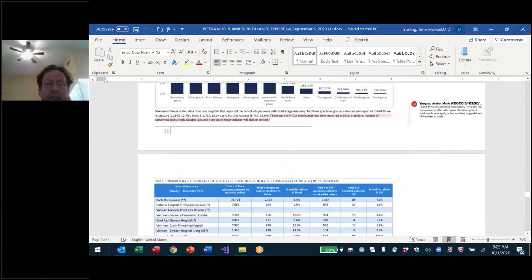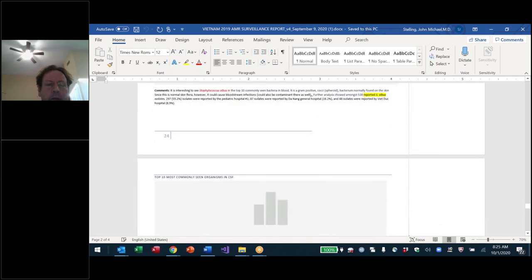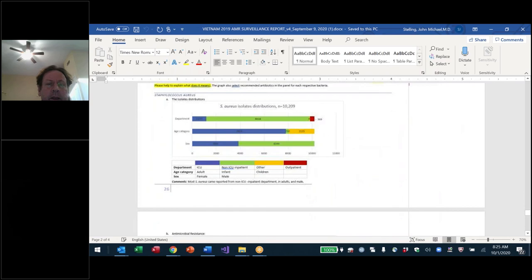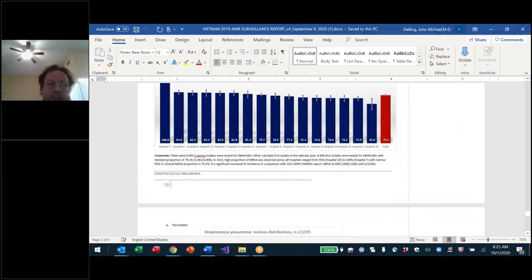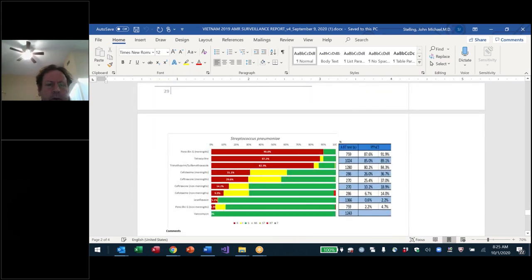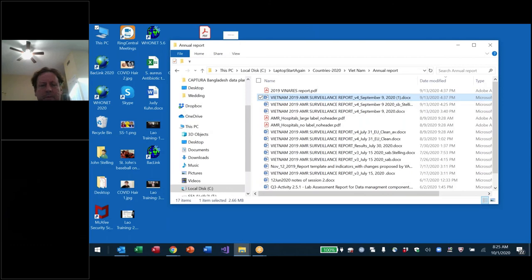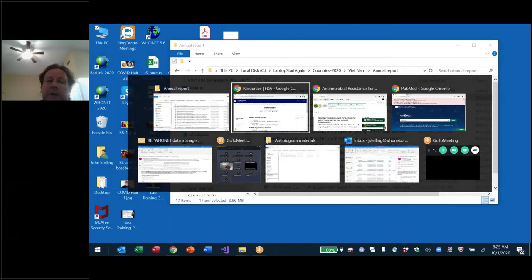It's the data volume by facility. If I pause, 10 most common pathogens seen in blood, Staph aureus distribution by inpatient, outpatient. I'm just kind of going, this is strep pneumonia with its antibiotic resistance. I'm going to get out of this, but I really encourage you to look at some of the reports because these will give you good ideas and bad ideas about things you want to do and things you don't want to do.